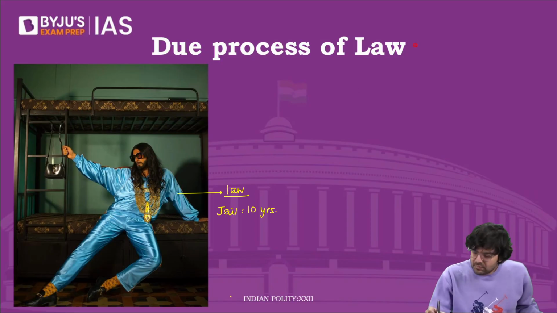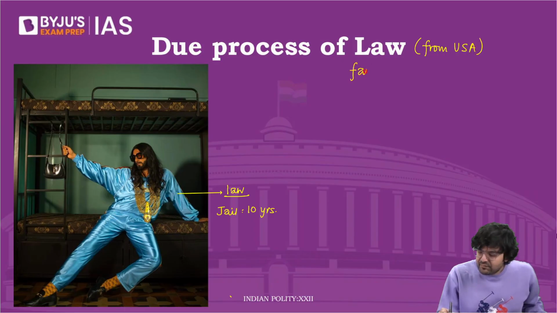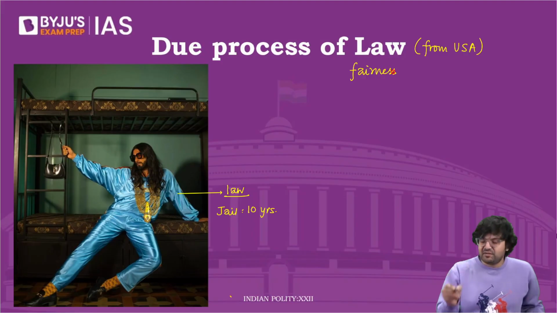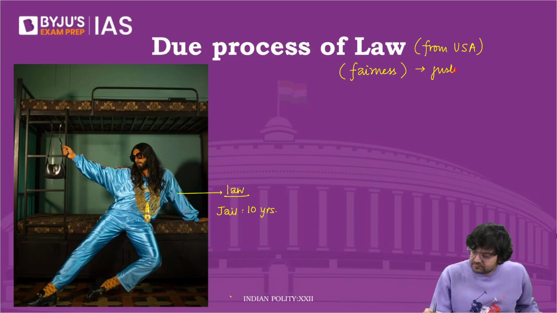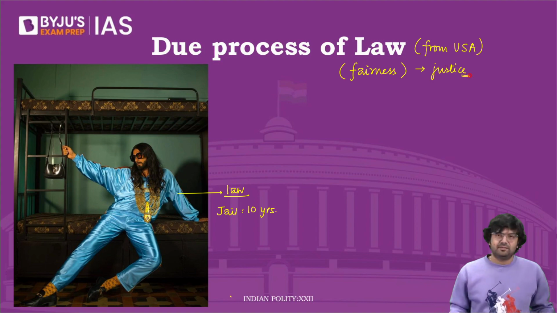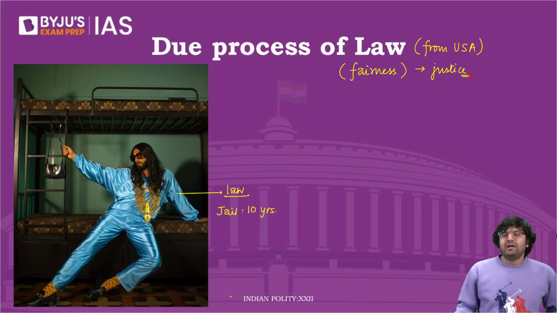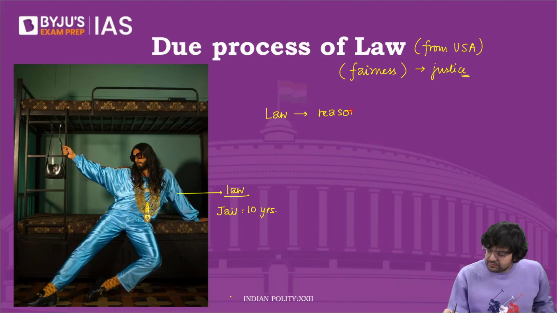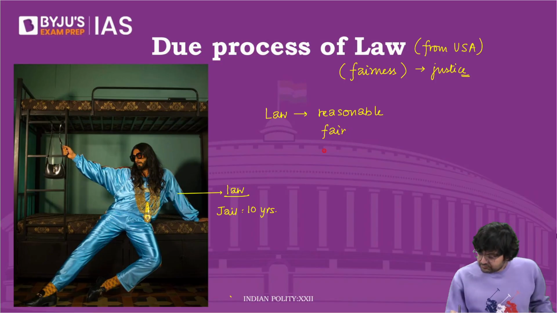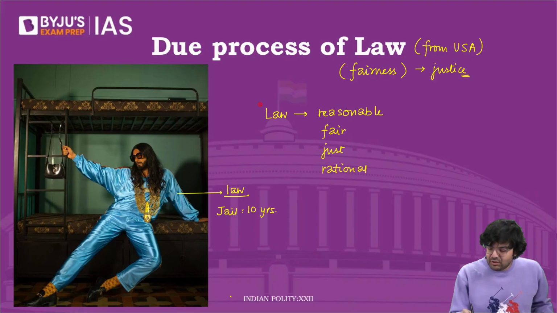Due process of law, borrowed from USA. This talks about the idea of fairness, justice. Now the point here is the law should always be reasonable, the law should be fair, the law should be just, it should be rational. We cannot have an irrational law in the country.